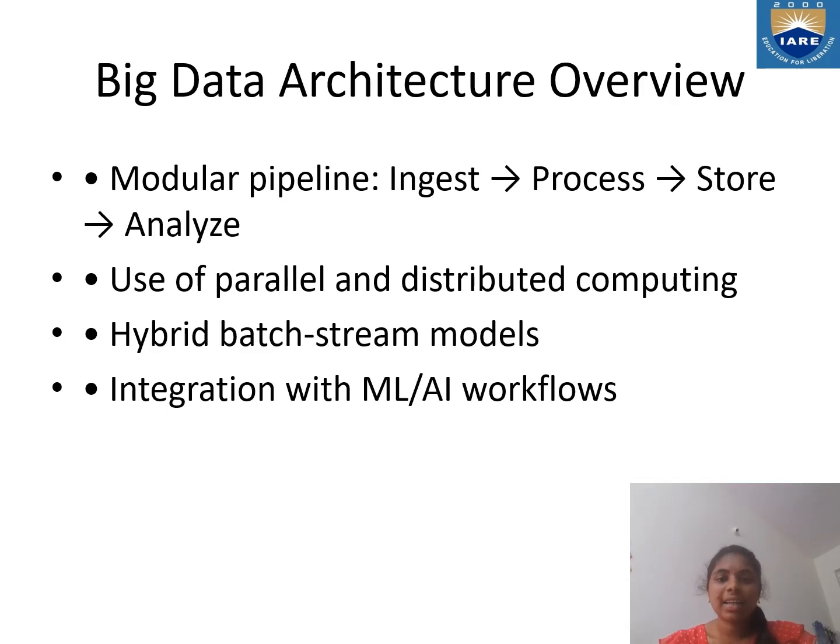The big data architecture overview: modular pipeline, ingest, process, store and analyze, use of parallel and distributed computing, and hybrid batch and stream models, integration with machine learning and AI workflows. It is about the big data architecture and the workflow.